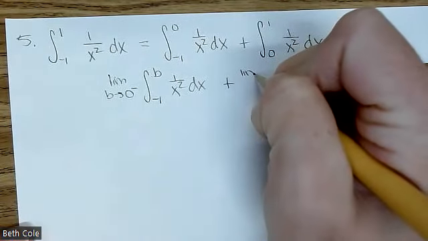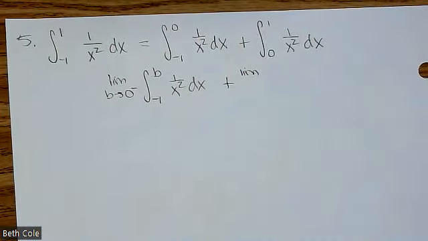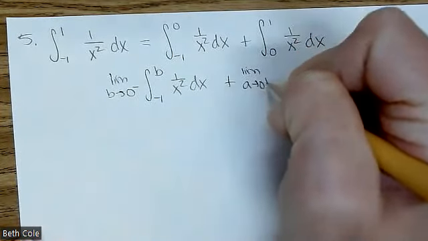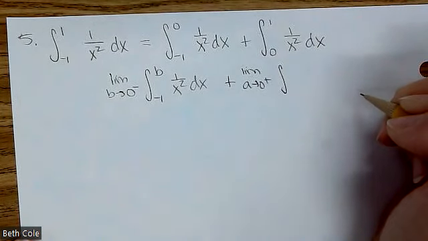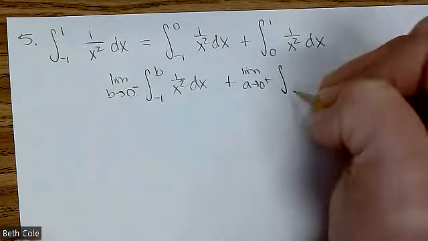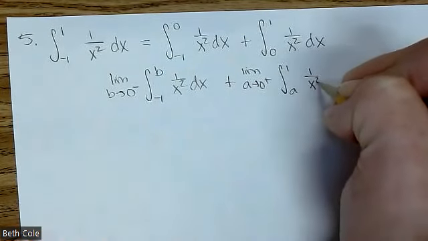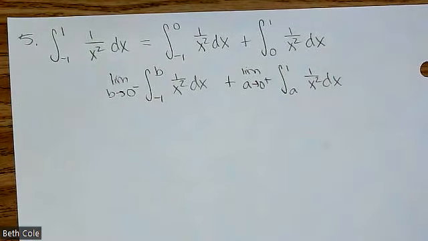Plus limit, what would you do for the second one? Yeah, a goes to 0 from the right, integral a to 1, good, 1 over x squared dx. You can do it, I promise.